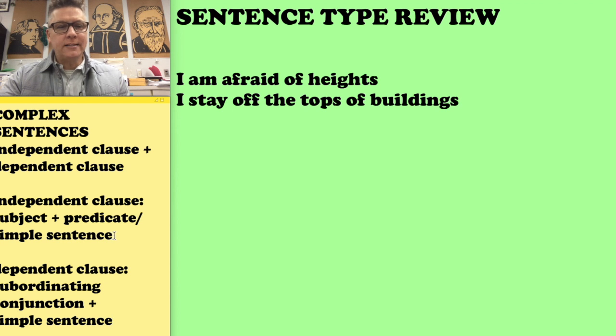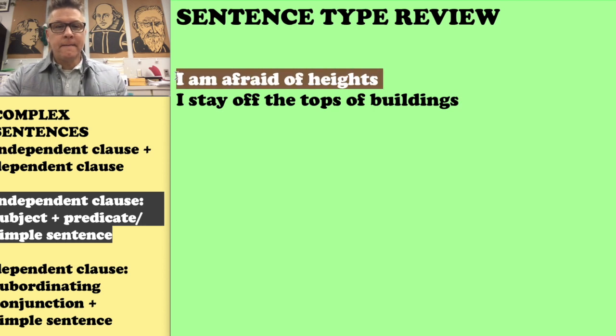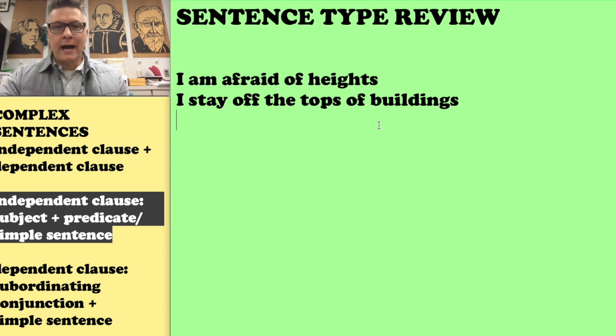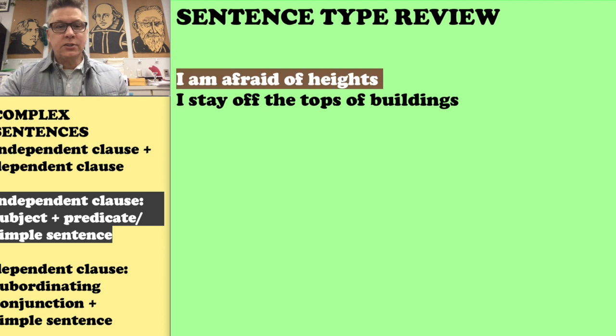An independent clause is simply a subject and a predicate, and if you remember, that is a simple sentence. So it's just like these two right here that I used in the last video. I'm bringing them back because I can do the same things as I did for the compound with a complex. A simple sentence would be, I'm afraid of heights, or I stay off the tops of buildings. Now, again, this is called an independent clause, subject predicate. It's also called a complete sentence. And then we have this as a simple sentence as well.